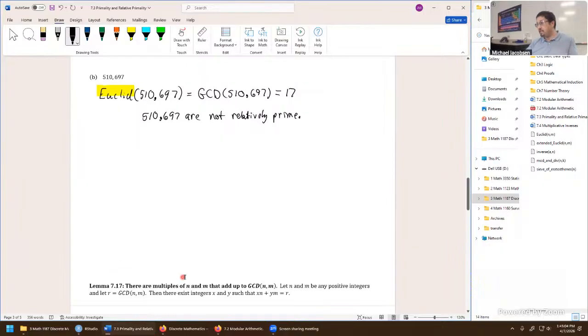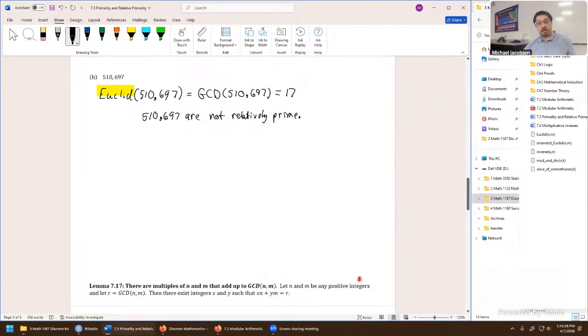The lemma says there are multiples of n, think of that as, say, the n, and m, think of that as an m, that add up to the greatest common divisor of n and m. So there are some multiples of these numbers, some positive, some negative, that we're going to add up to 17. There will exist some values that can solve this.